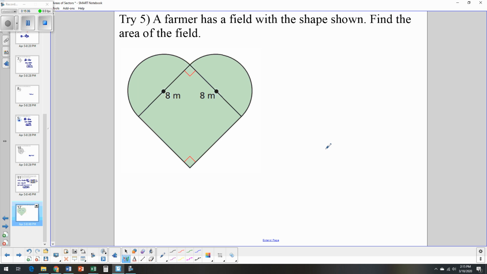All right, you should have gotten a combination of 64 plus 16 pi, which turns into, ooh, that's bad pi, 114.27 meters squared. All right, that's it for the rest of 10.2 and section 11.3.